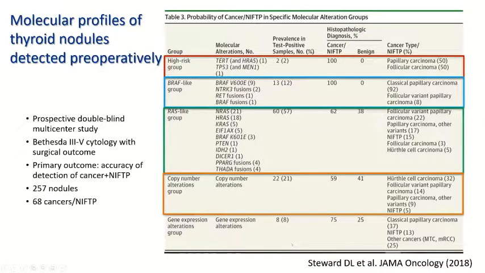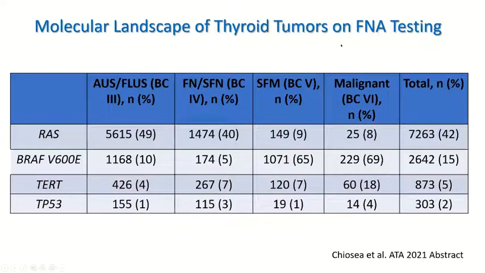So again, we have to start thinking about not only whether molecular testing provides us evidence that this is cancer or not, but also now we can even detect preoperatively if this is a BRAF mutation, if it's a RAS mutation, if it's BRAF plus TERT, and hopefully eventually this knowledge will allow us to be better prepared for various treatment modalities, including radioactive iodine after tumor resection.